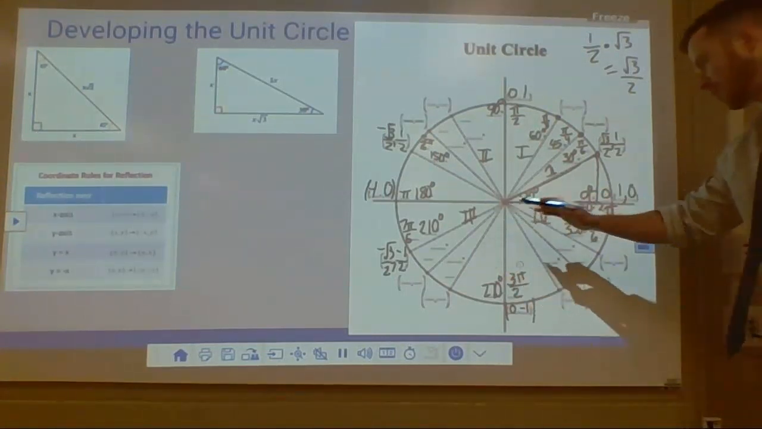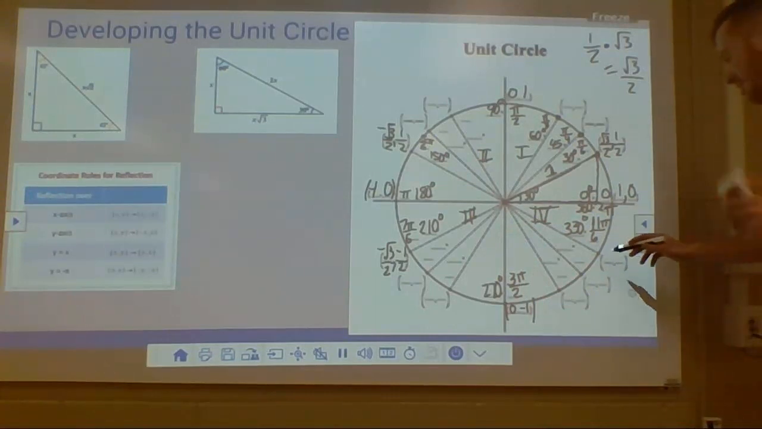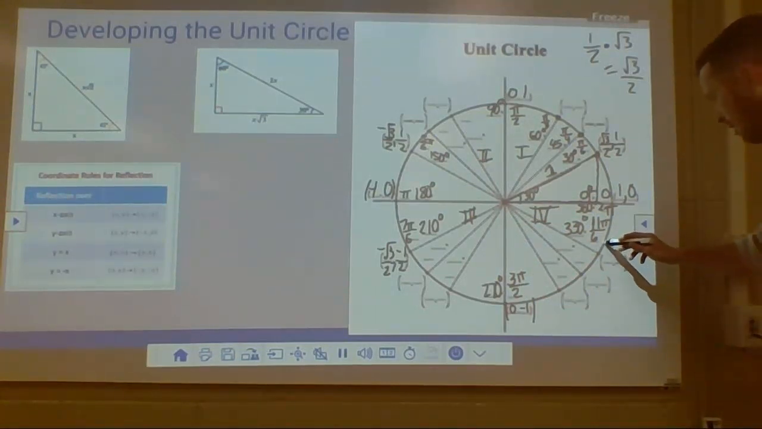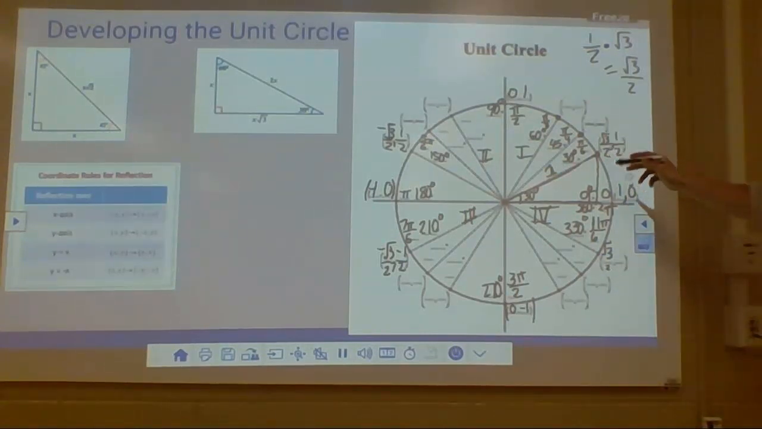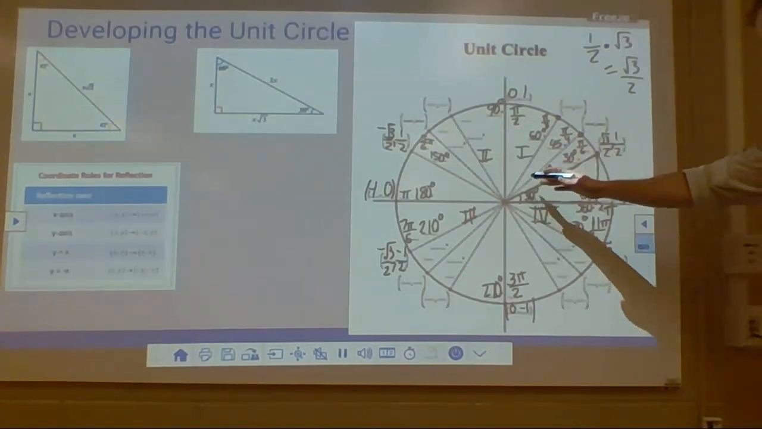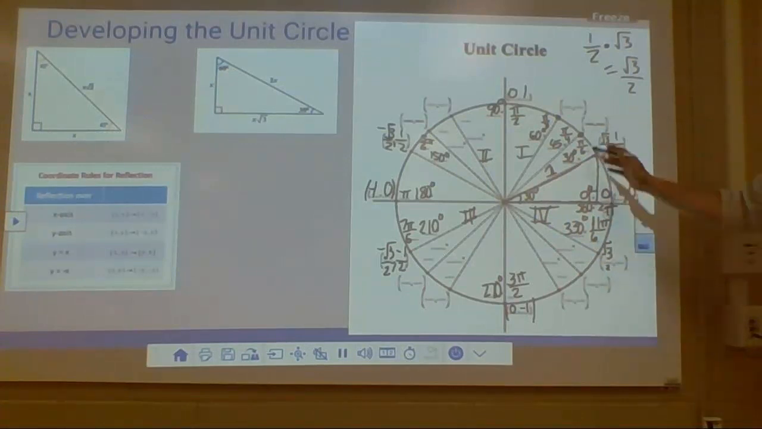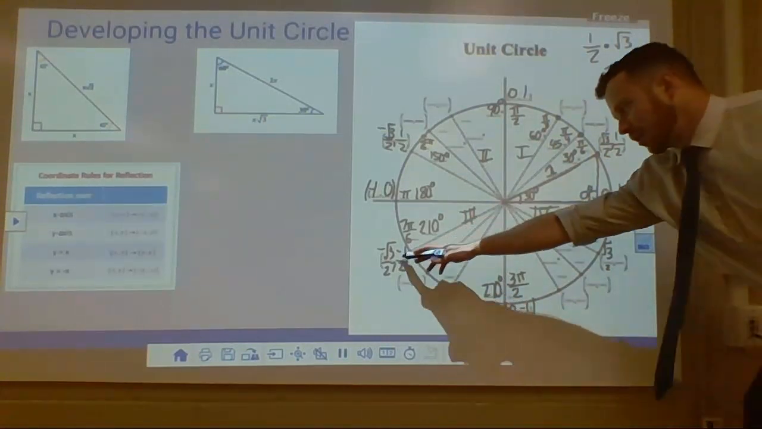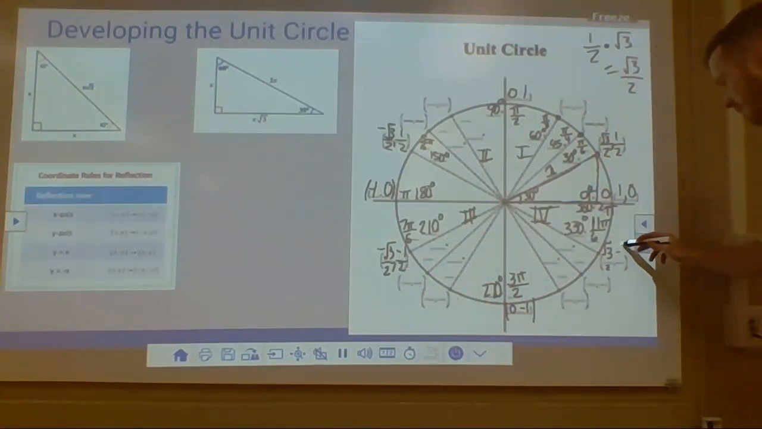And so when we reflect over the y-axis, the x value is going to change signs. So we'll have square root of 3 over 2. So we're back to square root of 3 over 2, aren't we? See how the x value is positive on this side? But the y value is negative in the fourth quadrant, right? So the negative y value has stayed the same when we reflected it. So negative 1 over 2.